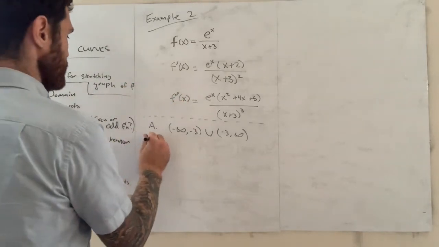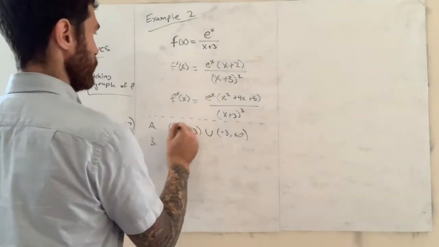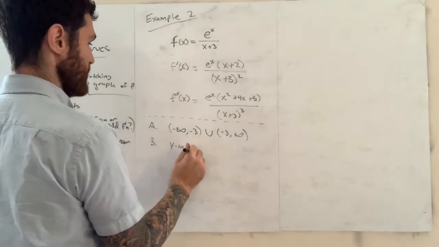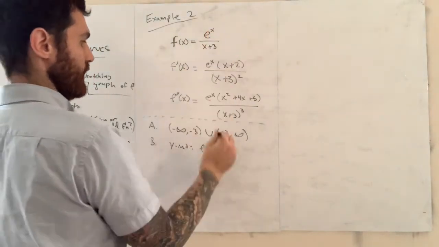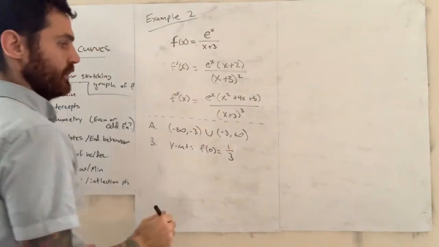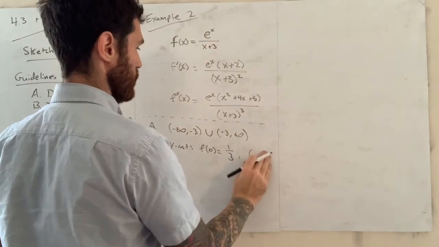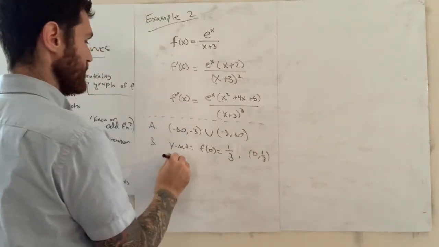What about intercepts? Well, we want to ask ourselves, what's the y-intercept? The y-intercept is what you get when you plug in 0. You're going to get 1/3. So the y-intercept is going to look like this: x equals 0, y equals 1/3. What about x-intercepts?